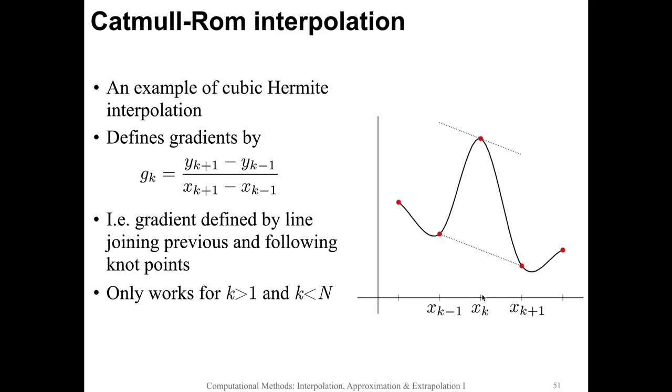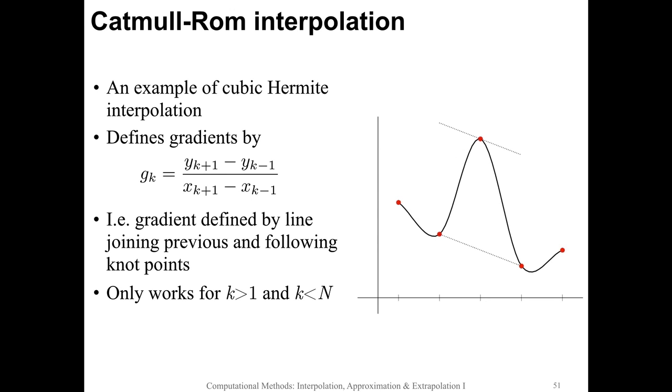So this length here divided by this length here, or the other way around rather. So the gradient at a particular knot point is defined by the gradient of the line that joins the previous and the following knot points. Now clearly that will only work for values of k where we do have a previous and a following knot point. So we need to think about the endpoints, which we'll do in a minute.